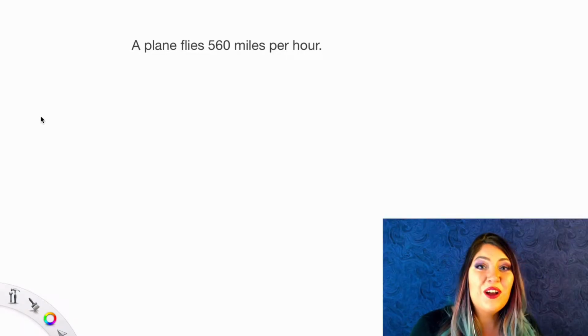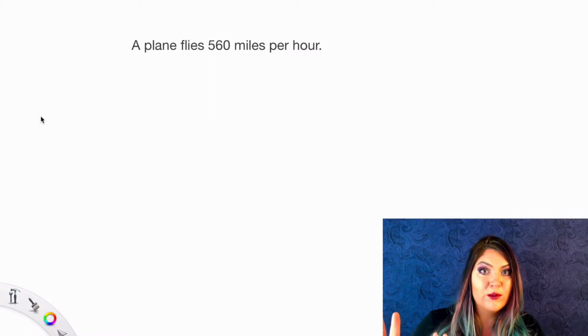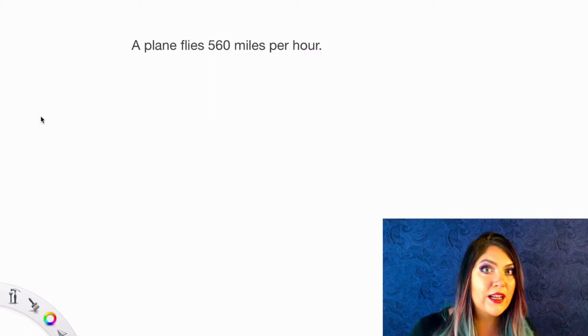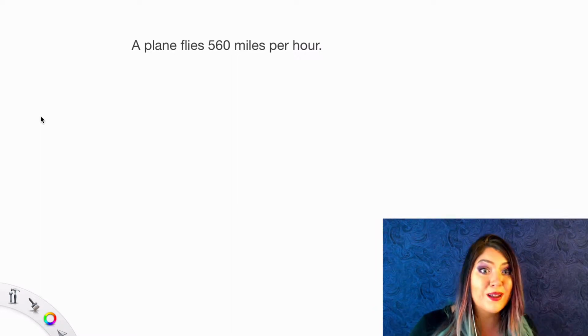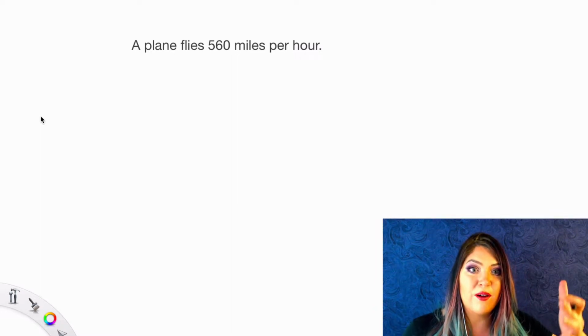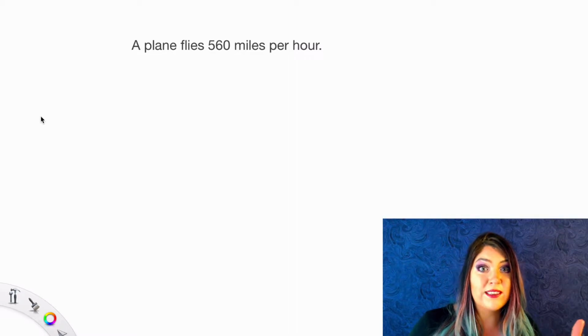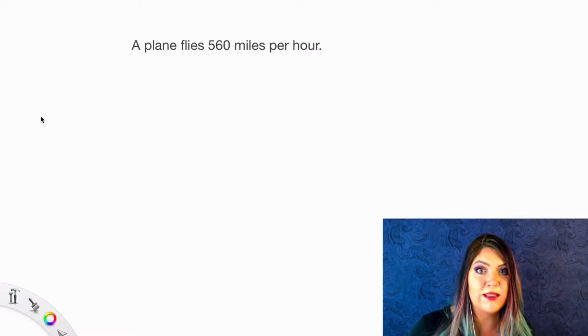Hi! So we're going to talk today about translating from words into algebraic symbols. We're not even going to solve problems or anything like this, and this is going to be a really quick lesson. So let's say we've got this issue of a plane flies 560 miles per hour, and we have to figure out what we're going to do with that.